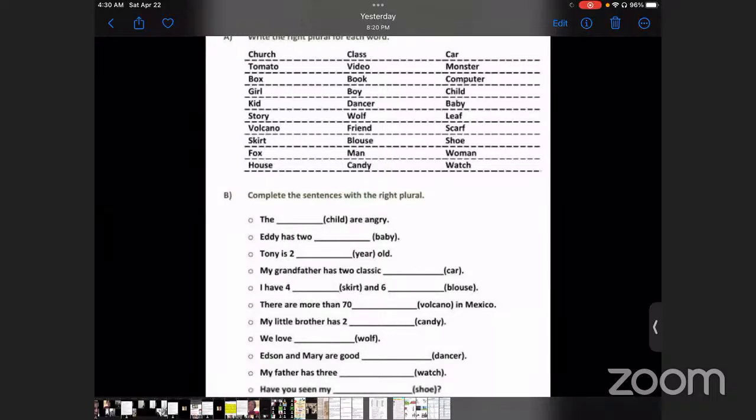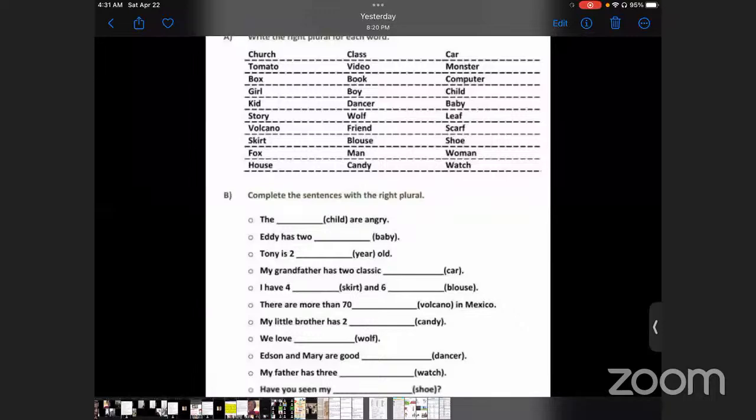Okay, wonderful. Anyone else? I'll find another word with an F at the end. Anyone? Leaf. Who can tell me the plural form of leaf? Leaves. Thank you. Can you spell it for me? LEAVES. Wonderful. Thank you so much.